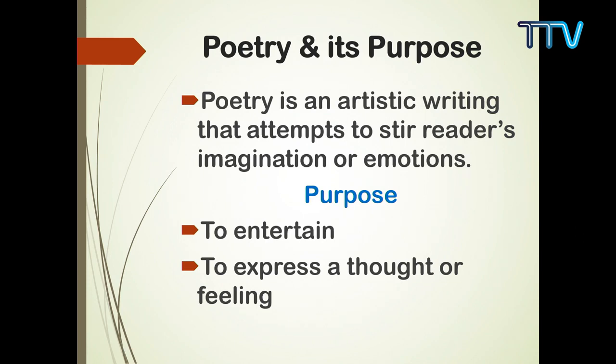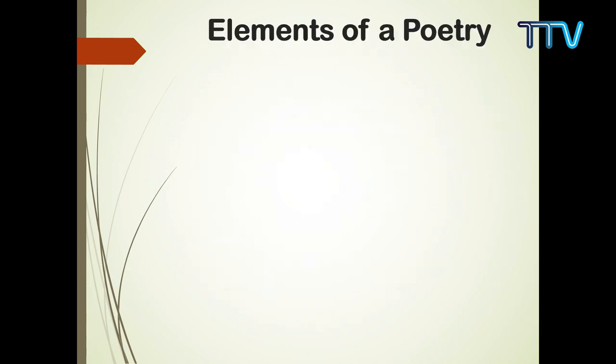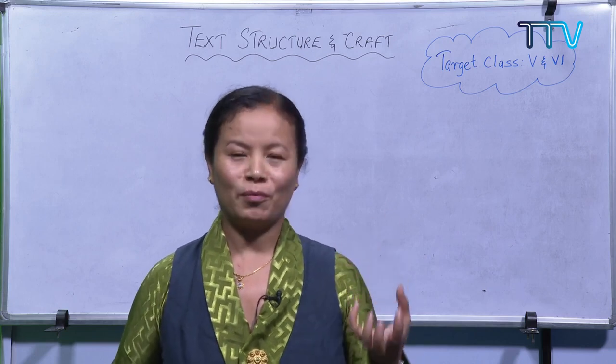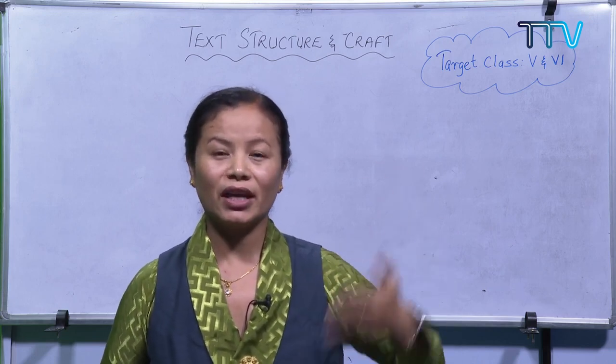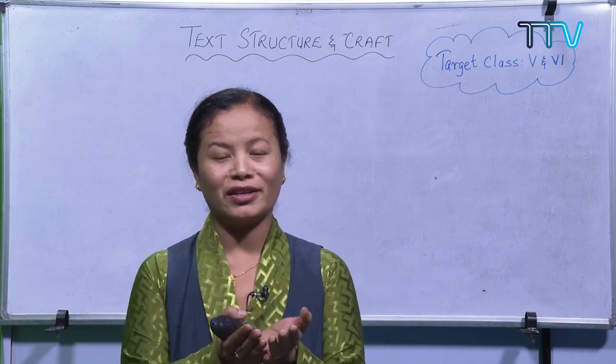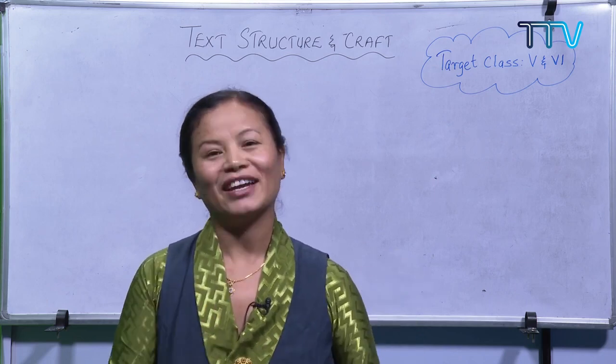Now we will look at the elements of poetry. When I talk about the elements of poetry, I want you to quickly remember the elements of a story, if you remember. In our previous sessions, we talked about the elements of a story: character, setting, plot, isn't it? We have problem or conflict, solution, resolution. In the same way, we have elements in a piece of poetry. What are the things that we can look at when you have a piece of poetry? Let us look at the different elements.